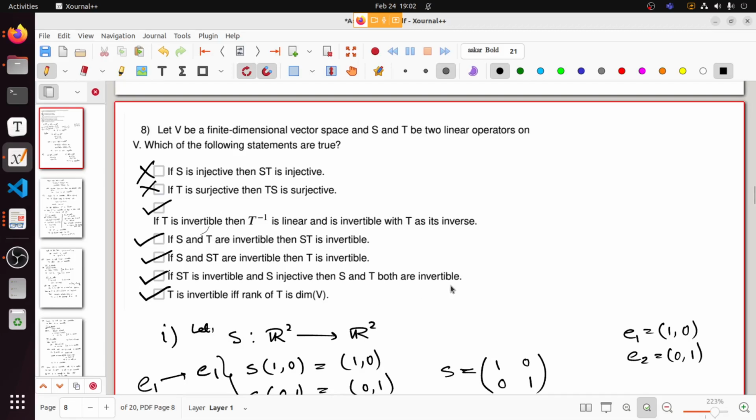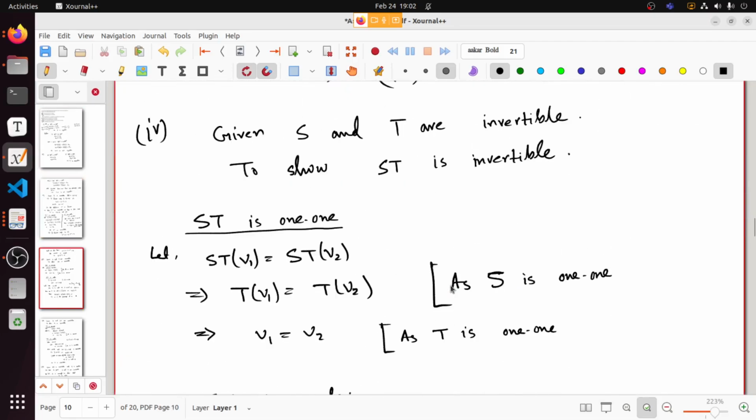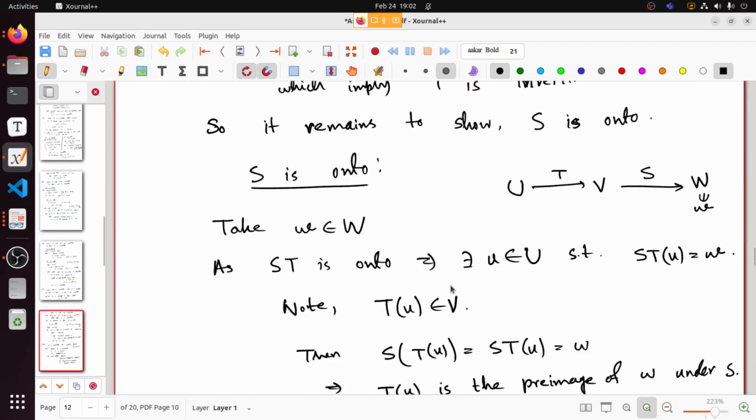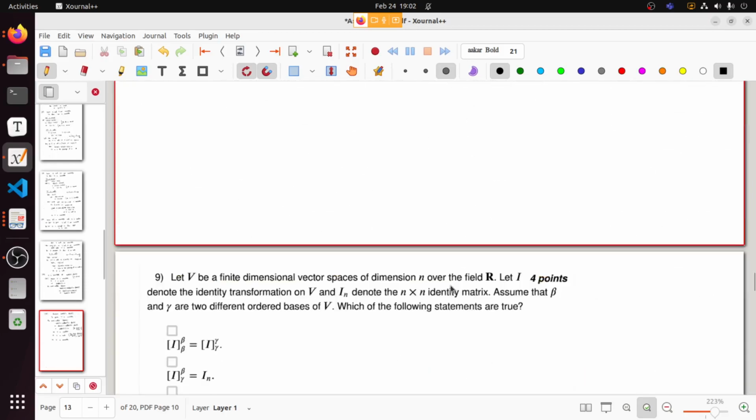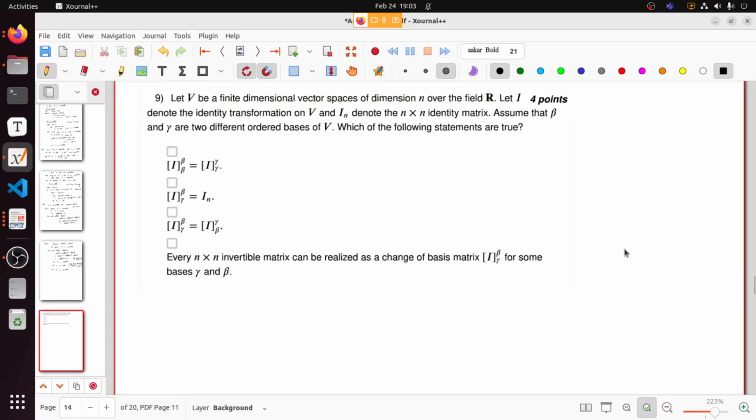So let's move to question number 9. Okay, what is it saying? Let B be a finite dimensional vector space of dimension n over a field R, and let I denote the identity transformation on B, and In denote the n cross n identity matrix, and assume that beta and gamma are two different ordered bases of B. Which of the following statements are true? So 4 options are given. You have to find which one is true.